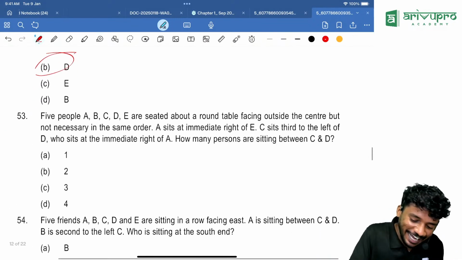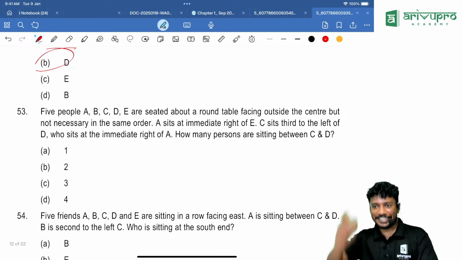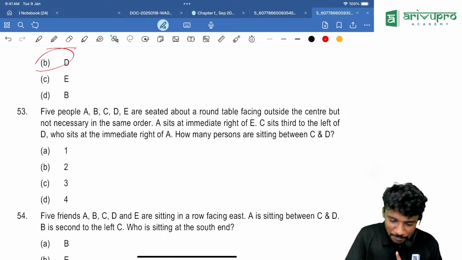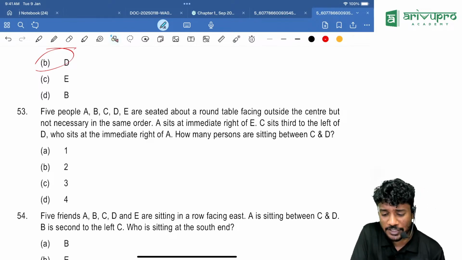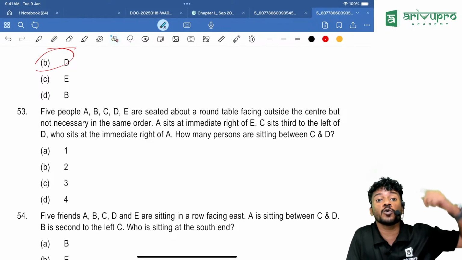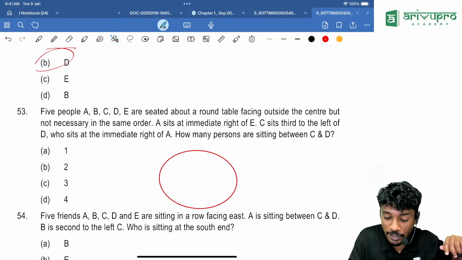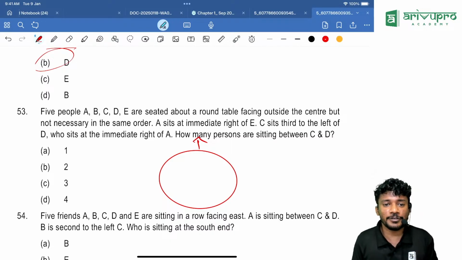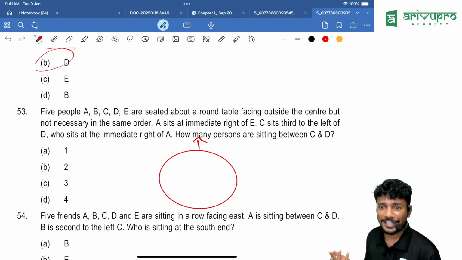Yes. Now people, previous year question, Jan attempt question. What is the question? 5 people are sitting. A, B, C, D, E are seated about a round table facing outside. Outside means they will look outside. They are going to play some chair game. Correct? Otherwise, why are they sitting outside the circle? Any other reason? Or they are having a fight.